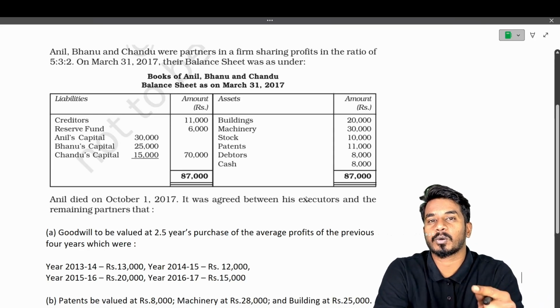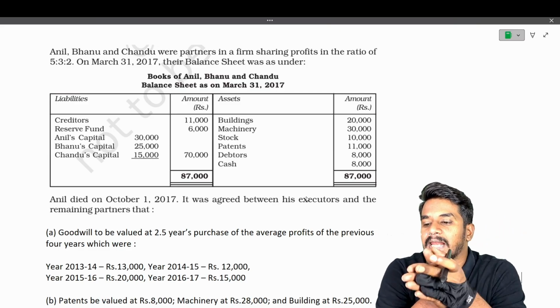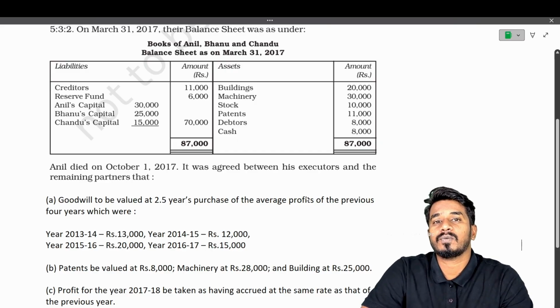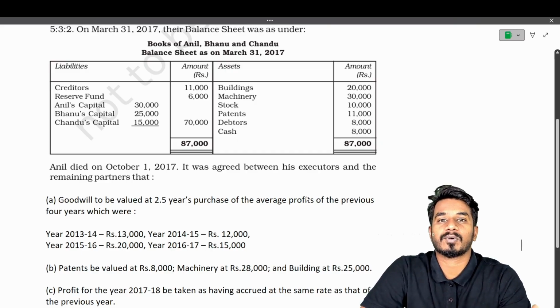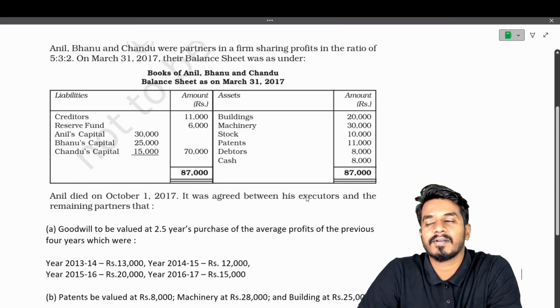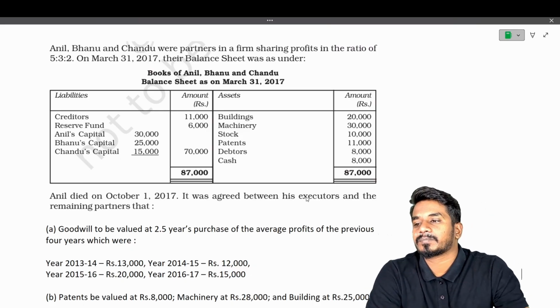So in this video, we are going to solve a question on the death of a partner, which will have the partner's capital account, revaluation account, and also we will learn how to calculate goodwill, profits, and all. So let us start with the question and we'll understand one by one. Let us read the question.